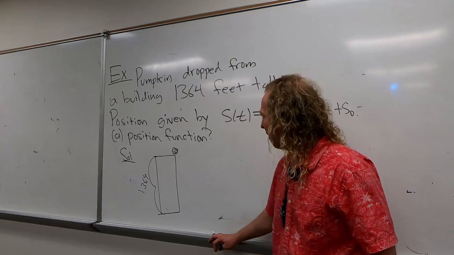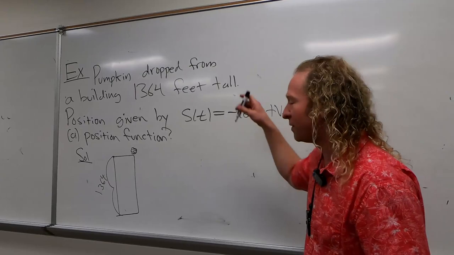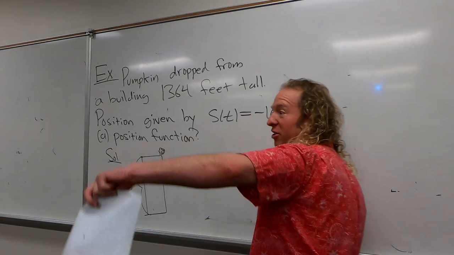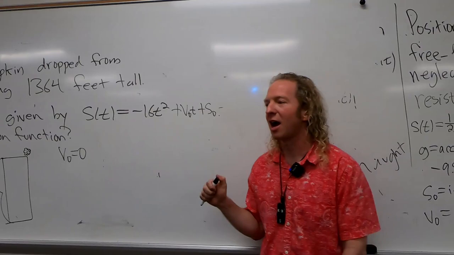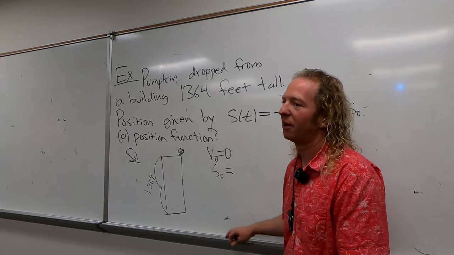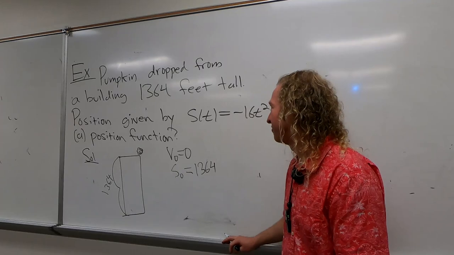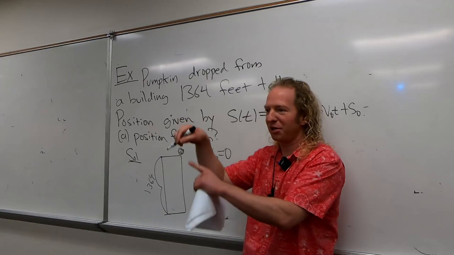We need to figure out what this stuff is, right? So if it's being dropped, what do you think the initial velocity is? Zero. If you throw it, like I take this marker and throw it, it'll be given. But it's not given, so V naught is zero, because it's being dropped. Whenever something is dropped, it's zero. What would your initial position be in this case? 1364. Now I always think in my head of this, and I've never said it, but it kind of bothers me a little bit. What if there's someone dropping the pumpkin? You would have to take into consideration their height too, I guess. But we'll pretend it's rolling off the building.